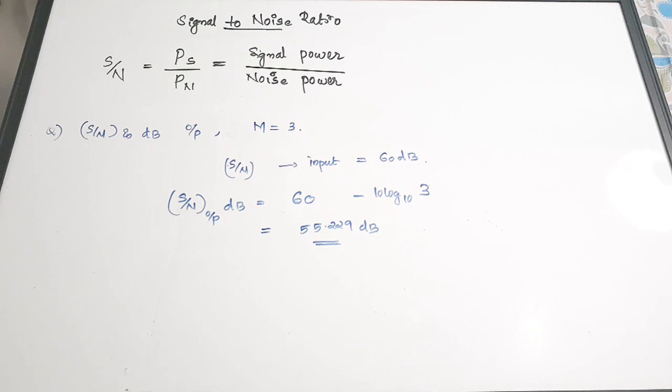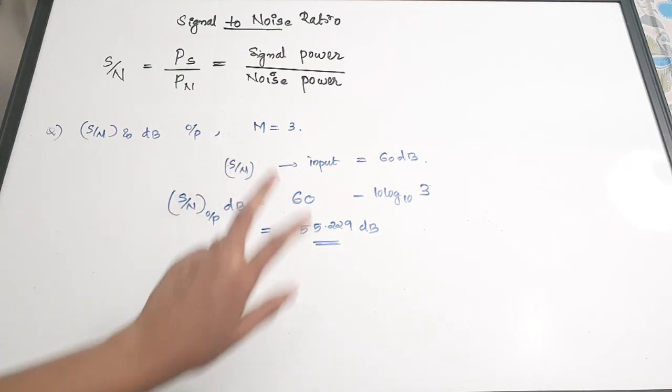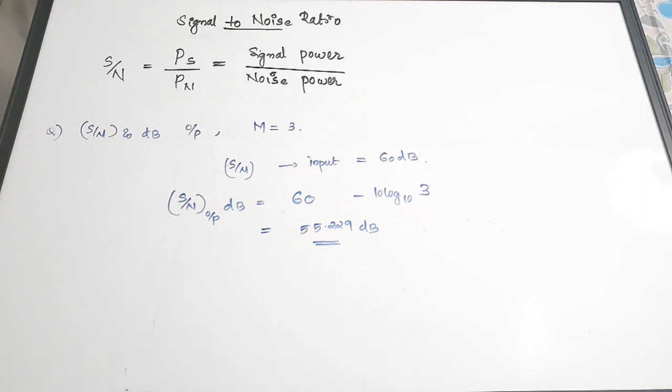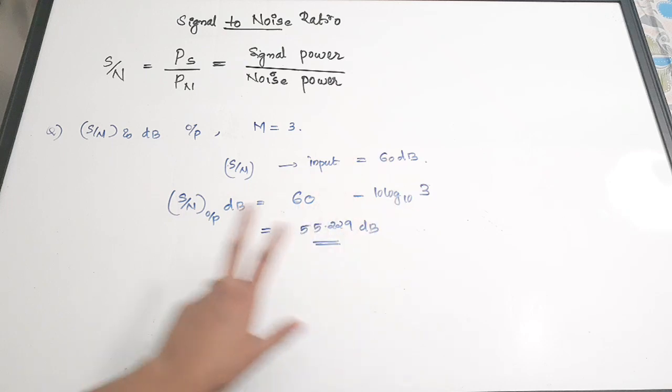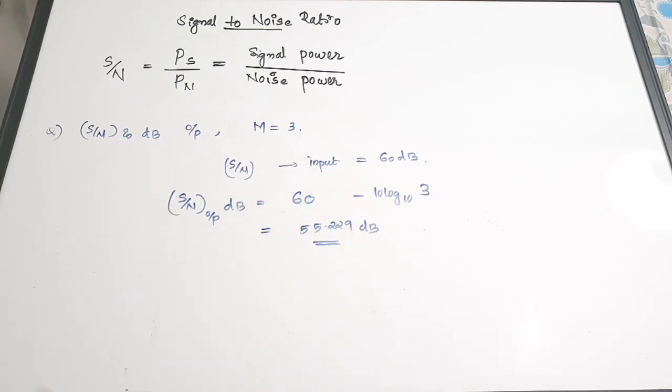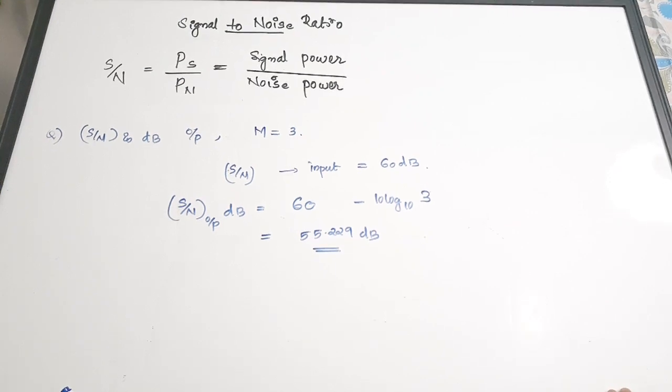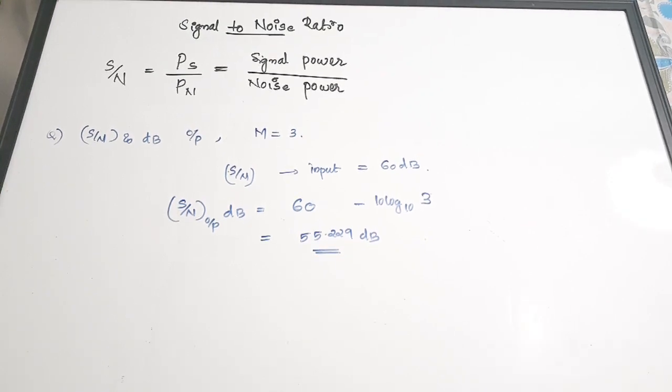So if in the question the S by N value for any link is given, you have to take it as S by N input, and for that, the S by N output will follow the equation S by N output equals S by N input minus 10 log 10 M. Okay, and here the answer coming is 55.229 dB. Okay, so this is how you calculate the signal to noise ratio for a cascaded connection. Next we are going to see about terms like noise factor, noise figure, etc.